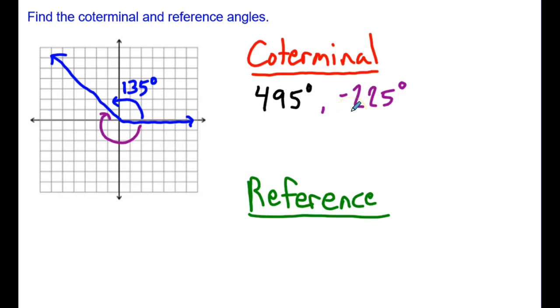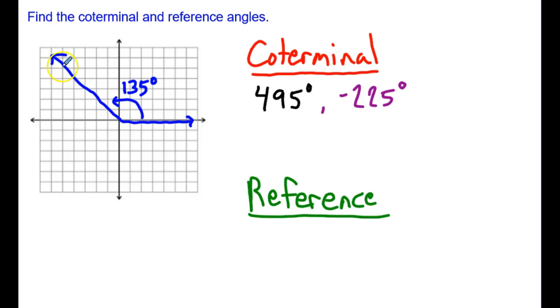To find a few more coterminal angles, I could add 360 degrees to 495 degrees. I could subtract 360 degrees from negative 225 degrees and continue that pattern on and on to find many different coterminal angles. Now we need to find the reference angle.